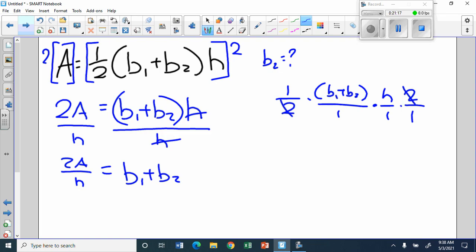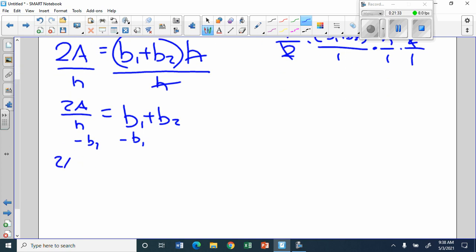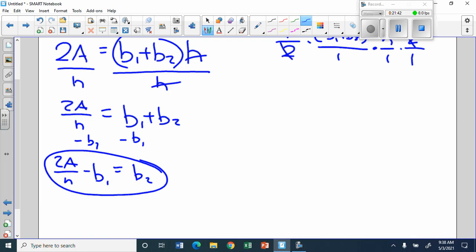Now I want to get the b2 all by itself. I look over here. The only thing that's happening is I'm adding b1 to it. How do I get rid of adding b1? Subtracting b1. Minus b1 from both sides. So this is a term, 2a over h, minus b1 equals b2. That's my final answer. It's this entire term here minus the b1.